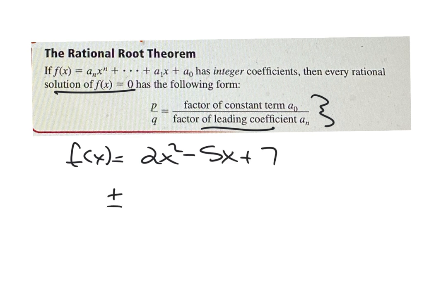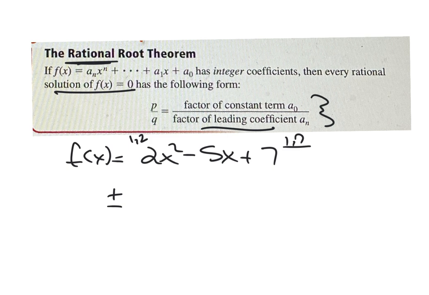Any possible rational, now this is for rational numbers, which are not square roots, not decimals that go forever. Rational numbers are numbers that stop or repeat, or fractions. You put all the factors of 7, which are 1 and 7, over all the factors of 2, which are 1 and 2, and they're positive and negative factors. That's why I put the plus or minus in the front.